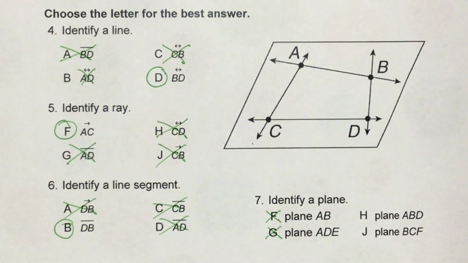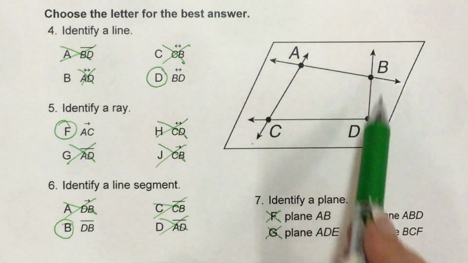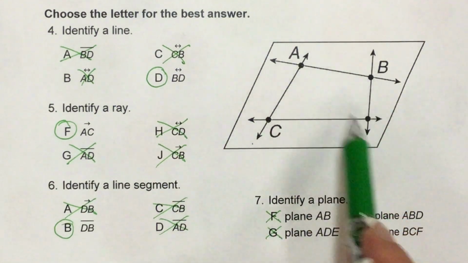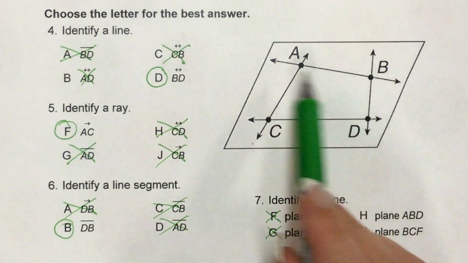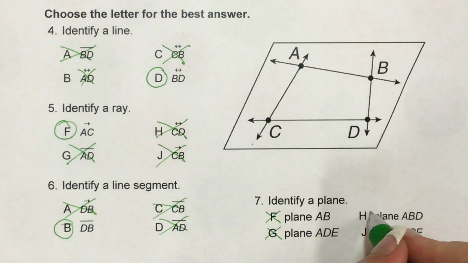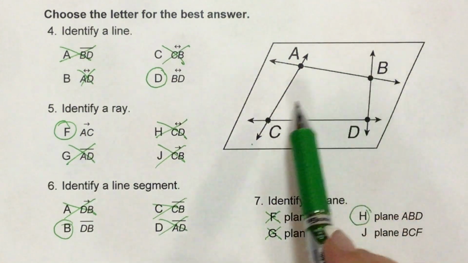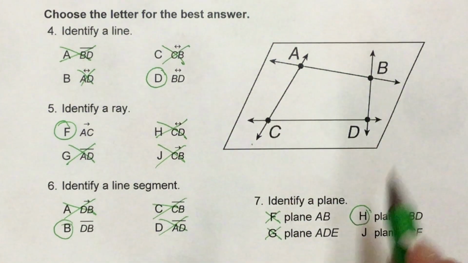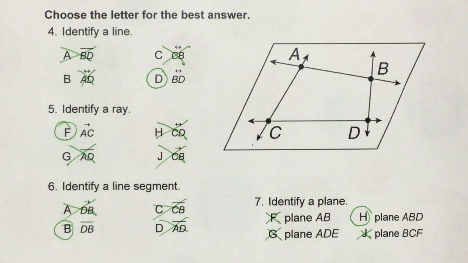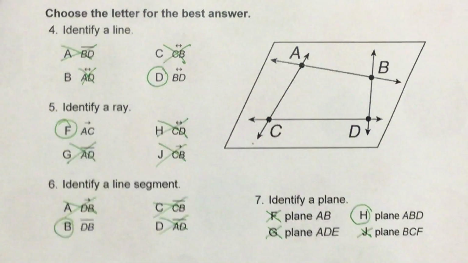Let's go to H. We have plane ABD. Well, okay, those are all 3 points in this plane, and they're not in a straight line, so that is definitely a possibility. Let's look at plane BCF. BC, and there is no F, so that means this is not a possibility. So if you got all of those right, great job. Okay, let's move on to the next problems.